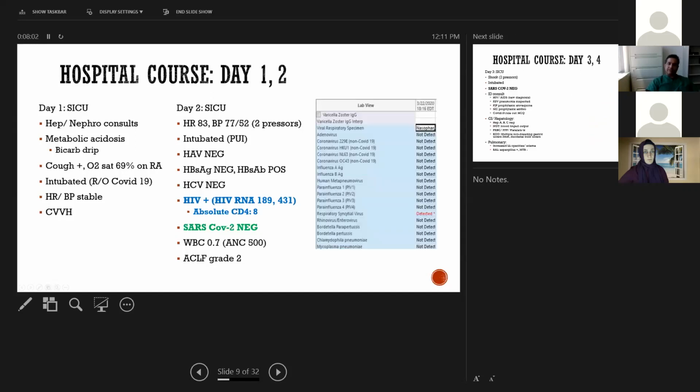Now, like Dr. Shafazand mentioned in the previous grand rounds, our focus is on COVID-19, but there can be other viruses that can cause influenza-like illnesses. So again, she had a respiratory panel that was checked, and the only thing that was positive at the time was respiratory syncytial virus.